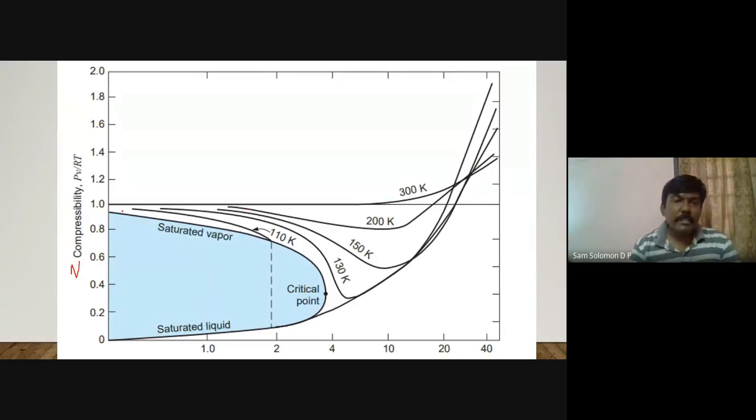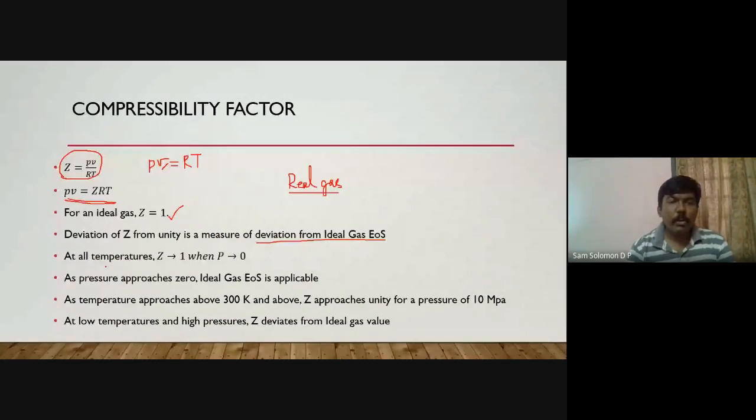And all these curves reach the y-axis, and you can see that if you extend all these curves, they try and reach Z equal to 1. If you just extend all these curves, they approach 1. And when they approach 1, what is the value of pressure here in the x-axis? That is 0. So when the pressure tends to 0, your Z tends to 1. That is what is mentioned here at all temperatures.